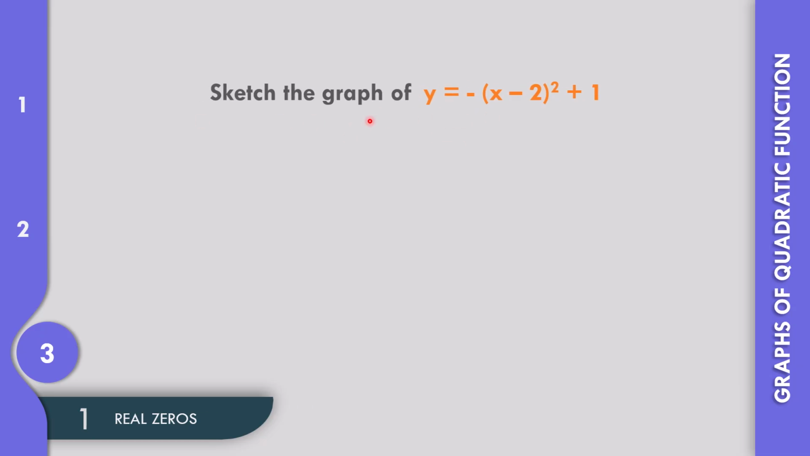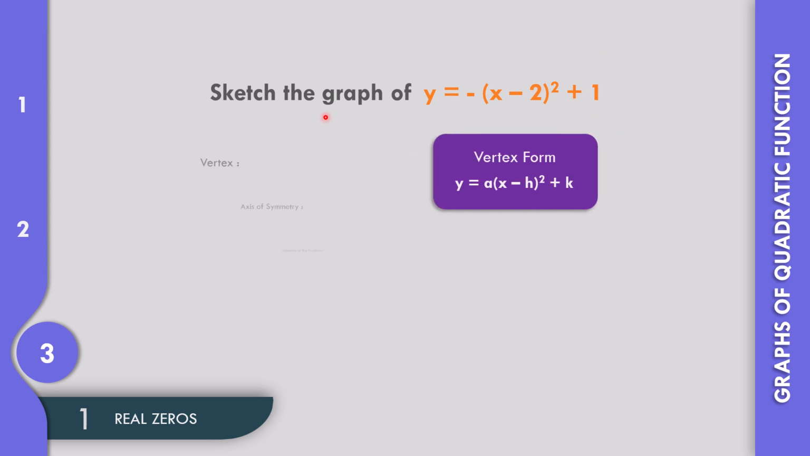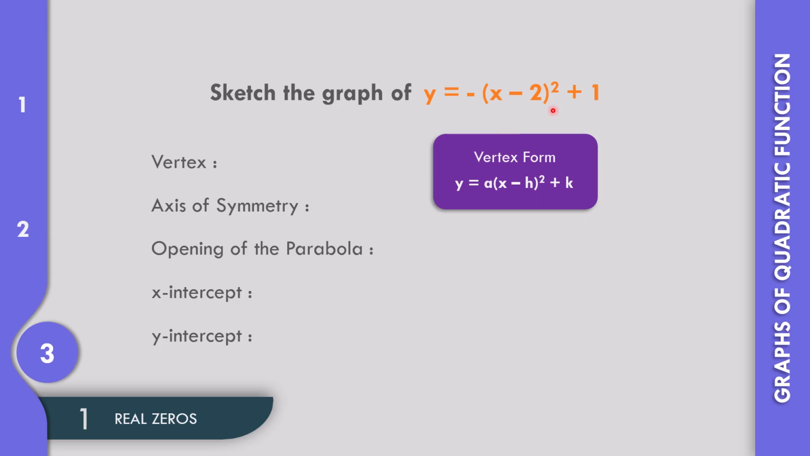Let us sketch the graph of y equals negative the quantity x minus 2 squared plus 1. This one is written in vertex form. It is easy to identify the vertex. The vertex, change the sign, that is positive (2, 1). The axis of symmetry, x is equal to h, so x is equal to positive 2. Opening of the parabola, this is negative, so it opens downward.